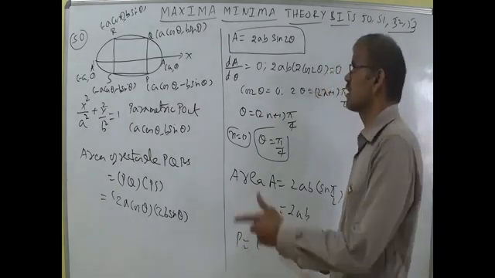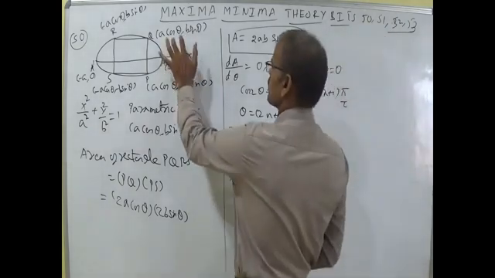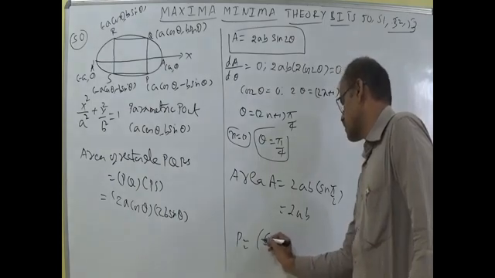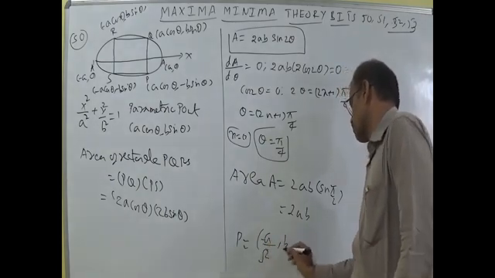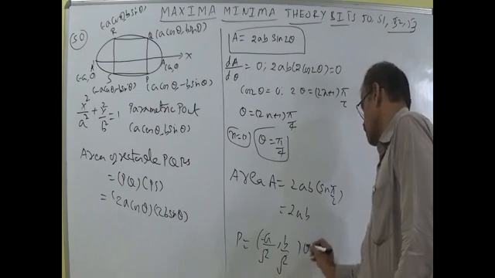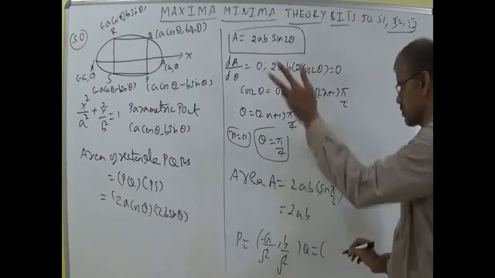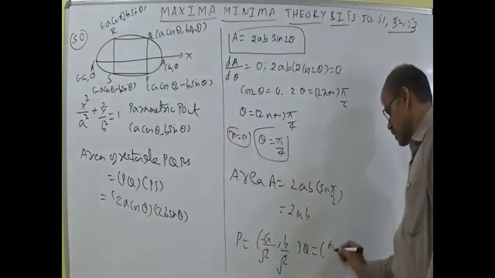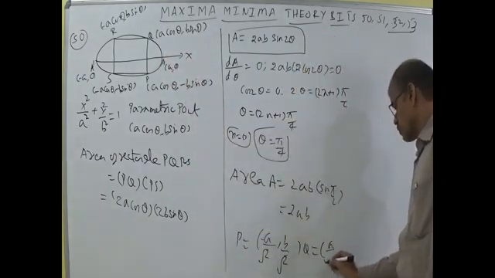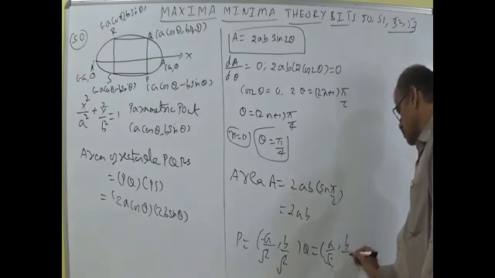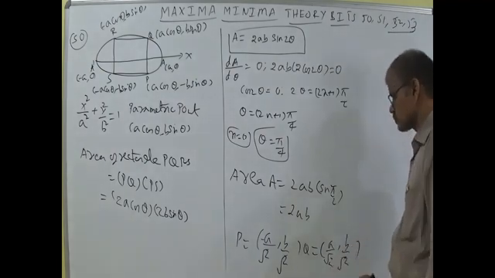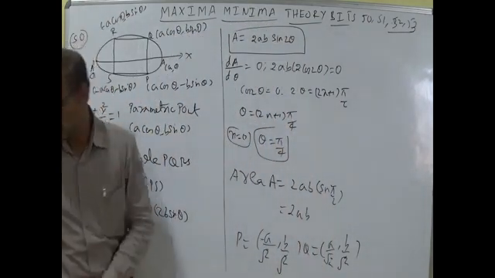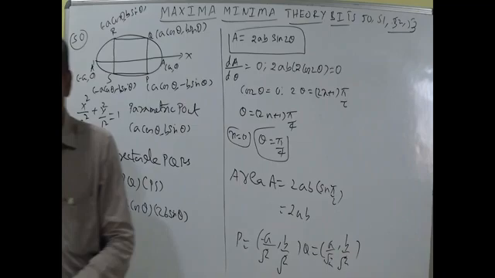If they ask for a point P, the general notation is P, the parametric point. P or Q, I am writing both here. P you can take as (−a/√2, b/√2). If you need Q, the general notation is that P is a point in the first quadrant. Otherwise, if you indicate with the letter Q, you can write (a/√2, b/√2), the parametric point, and the area is 2ab. This is an important concept.